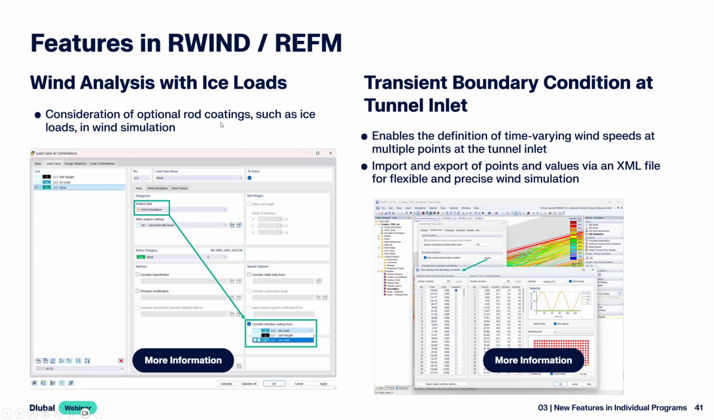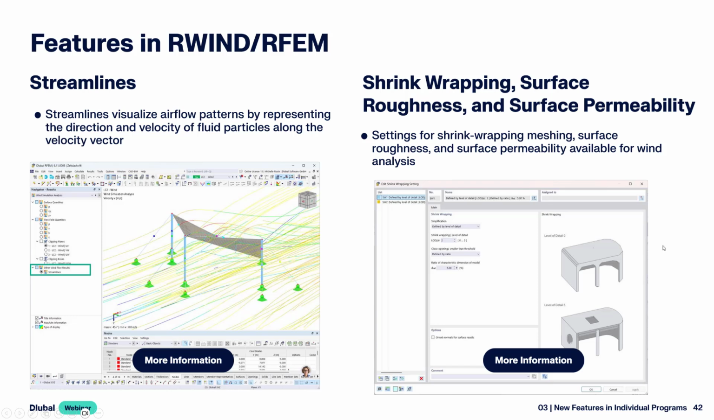Then features in RWind and RFEM. The wind analysis with ice loads is now possible. Then the transient boundary condition at the tunnel inlet. Then you can show the streamlines, not only in RWind, but also in RFEM. And use also the shrink wrapping and surface roughness and surface permeability.